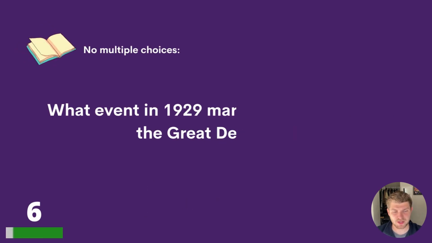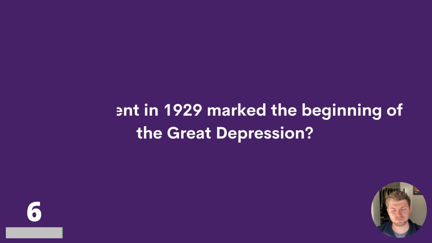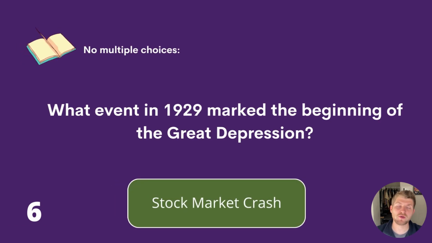Question 6. No multiple choices again. What event in 1929 marked the beginning of the Great Depression? And the answer is stock market crash.